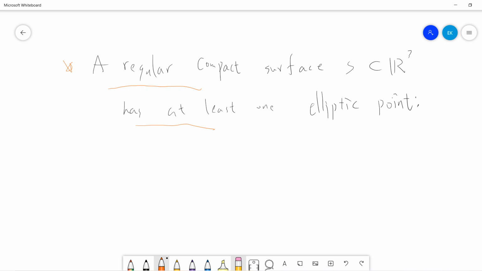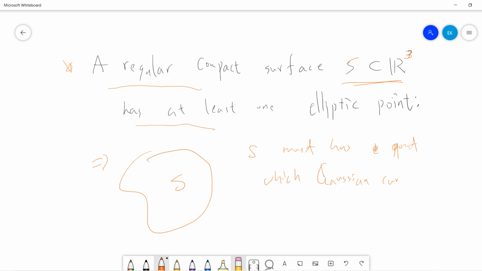So we prove this fact that the regular compact surface S, a subset of R3, has at least one elliptic point. What it says is basically, if you have a surface S in R3, then S must have a point whose Gaussian curvature is greater than 0. This is somewhat very intuitive.